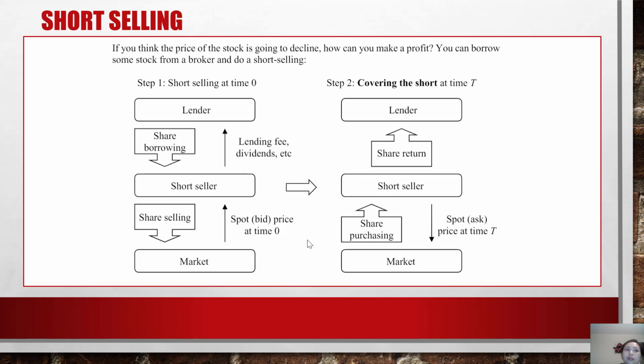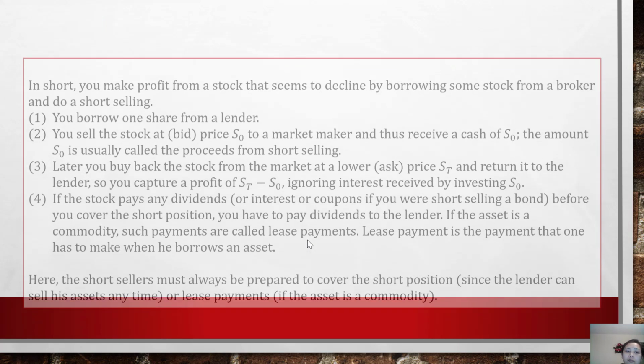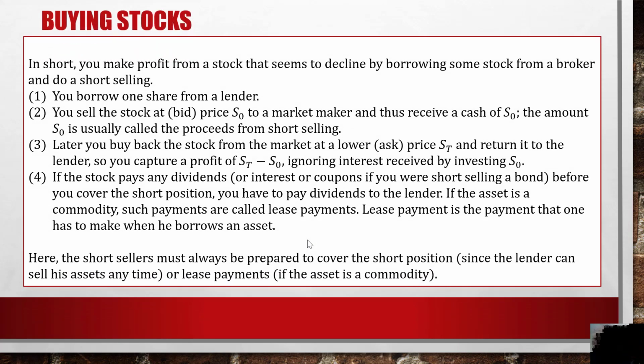If the asset is a commodity, like some kind of physical asset, then you basically have to make payments like lease payments. So in short, you make profits from a stock that seems to decline by borrowing some stock from a broker and doing short selling. You borrow a share from a lender, you sell the stock at the low price, at the bid price.